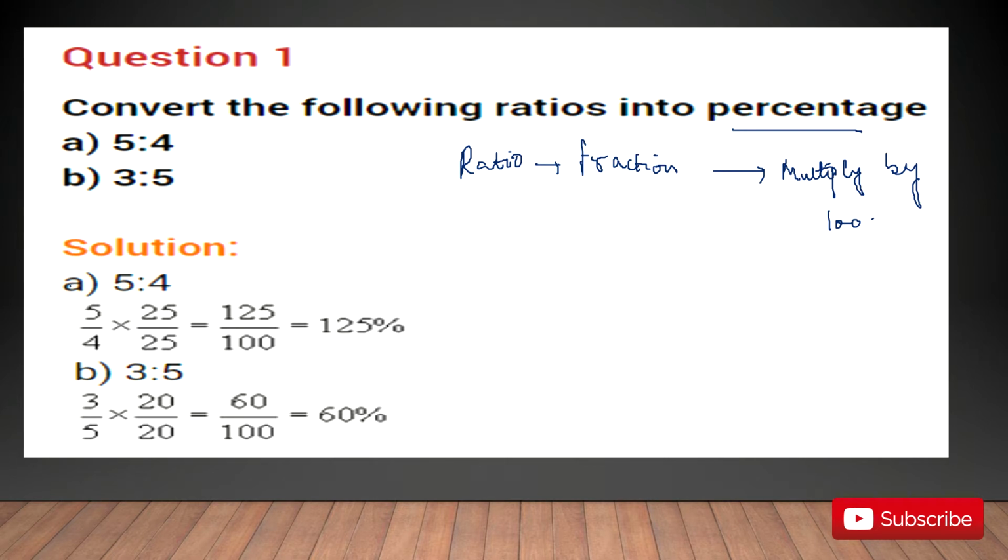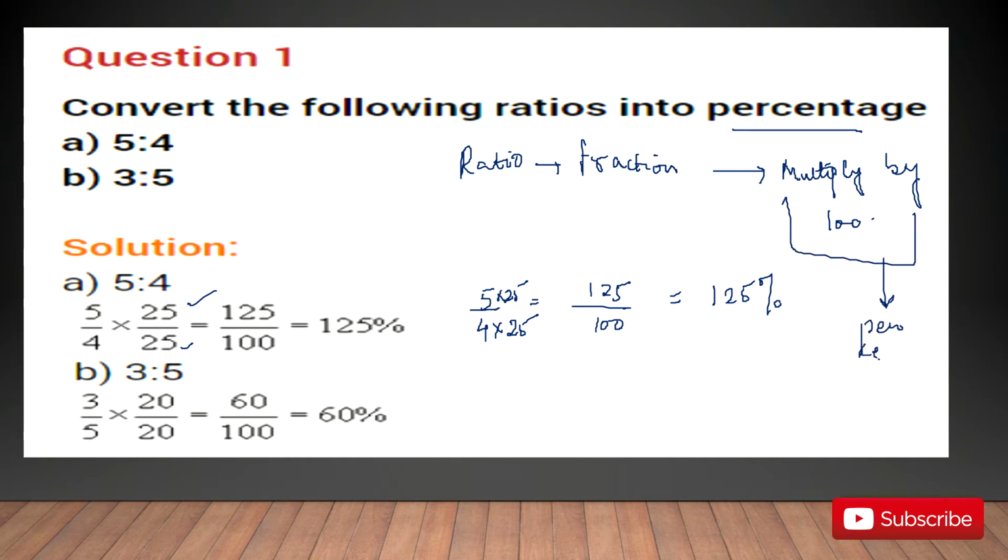So if I say 5 by 4, it can also be done by converting it into a fraction with the denominator as 100. So obviously 4 is multiplied with 25 and the numerator is also multiplied with 25, and then we have two zeros, that is 125%. So multiplying also means percent. Percent means per hundred. Cent means 100.